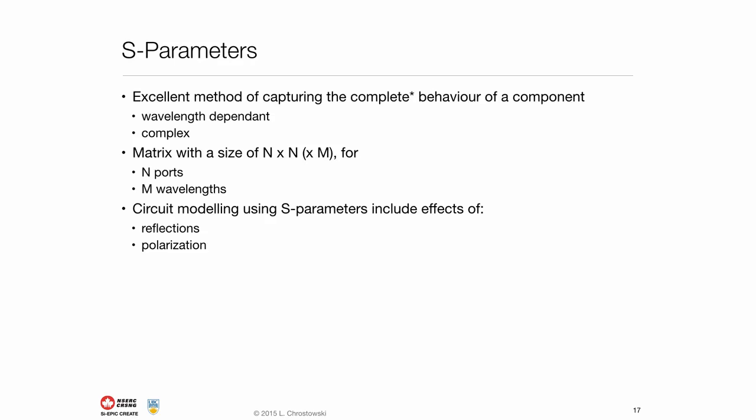You can use these S parameters to perform circuit modeling. These simulations will include reflections from components, which is excellent since it includes unwanted effects, such as reflections from grating couplers, Y branches, and so on. And it also includes desired effects, such as reflections needed to make Fabry-Perot cavities, Bragg gratings, and so on.